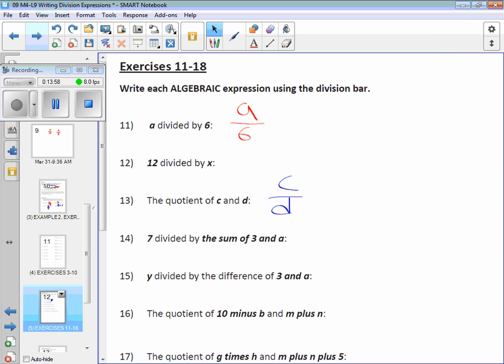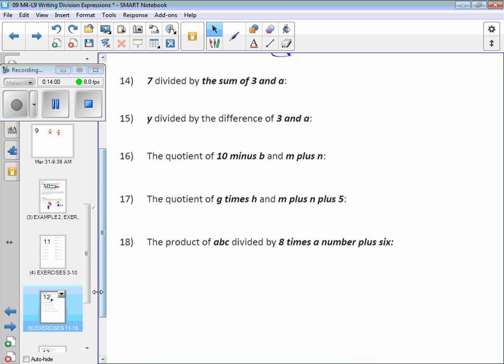15. They're going to get a little bit harder now, as you'll see. If you need help, I'll talk you through it. Y divided by the difference of 3 and A. Try it? Go for it. Close. Order matters. Read it. Do it the exact way it reads. Because you're going to go from top to bottom.